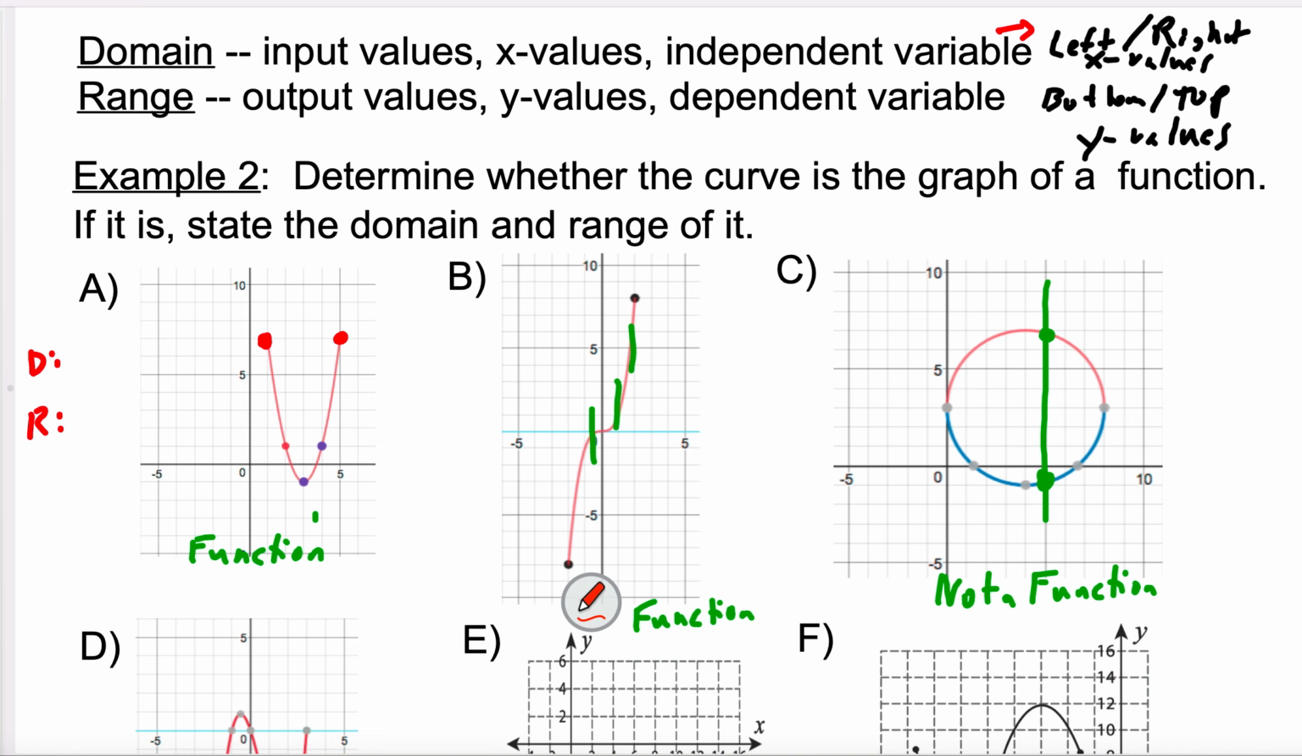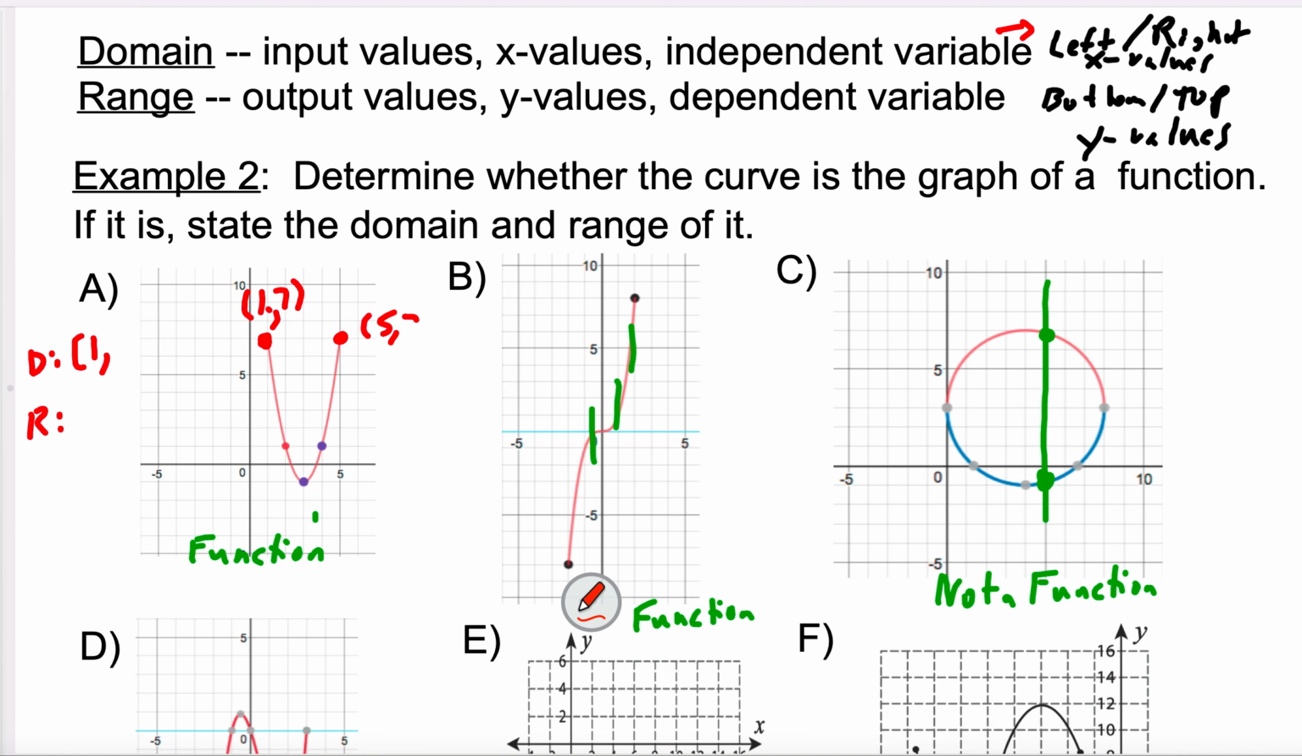So what's the x value of this leftmost point here? Well, the x value over here is sitting there at 1, 7, it looks like. So the leftmost point there is 1. So you do a bracket. And then what's the rightmost point over here?